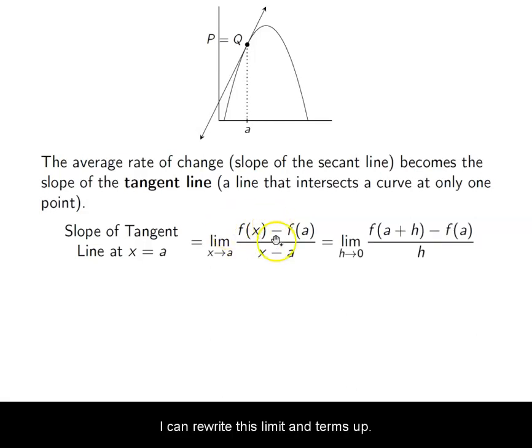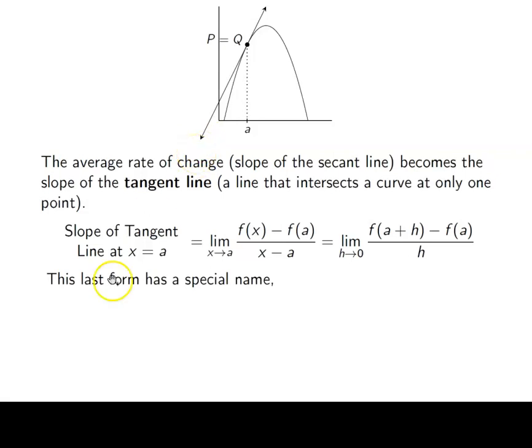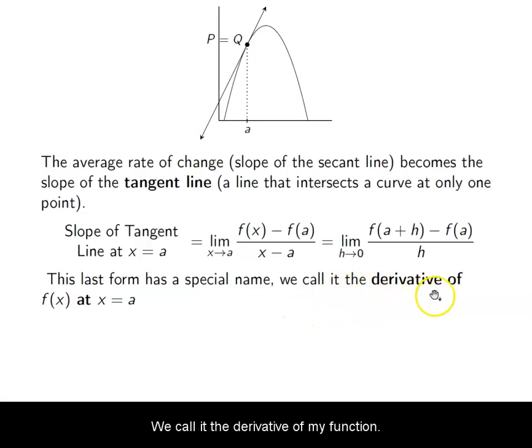I can rewrite this limit in terms of h. I can rewrite it as f of a plus h minus f of a over h as h goes to 0. That is the slope of this tangent line. So this last form here has a special name, and we call it the derivative of my function at the point x equals a.